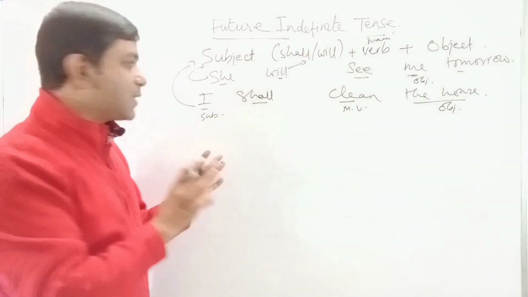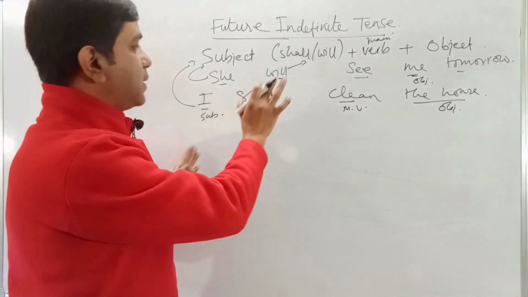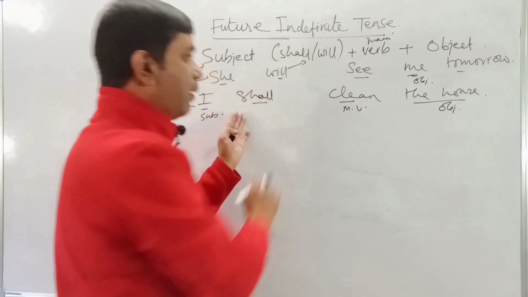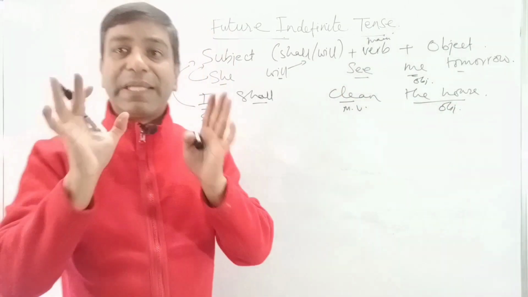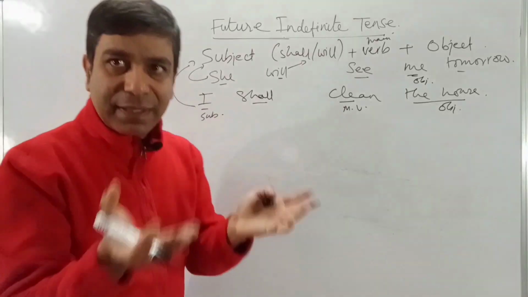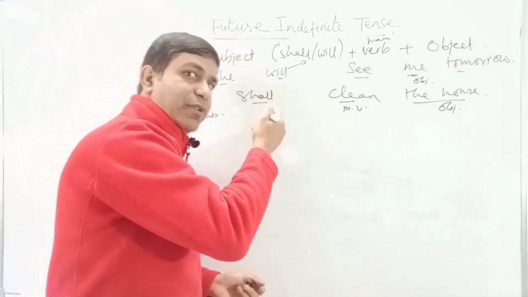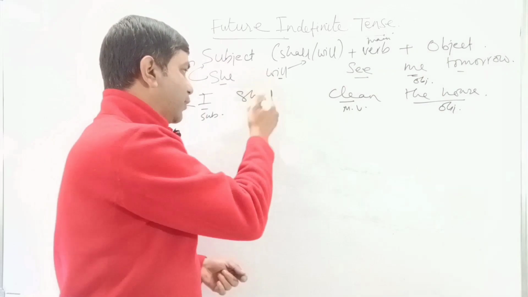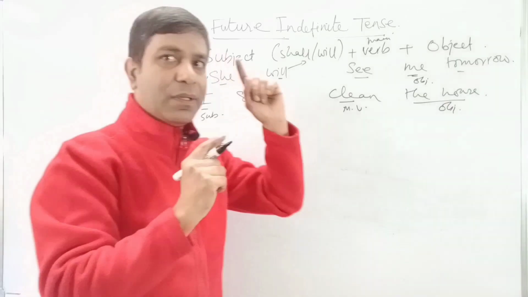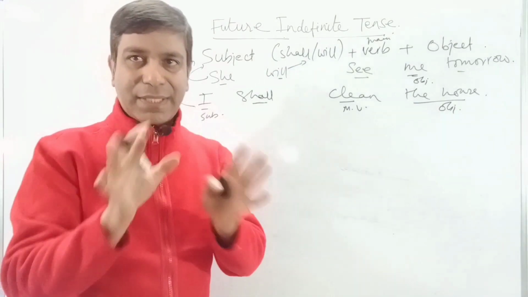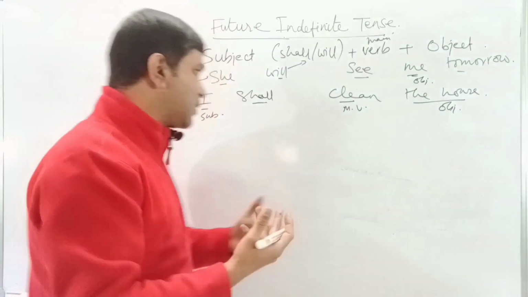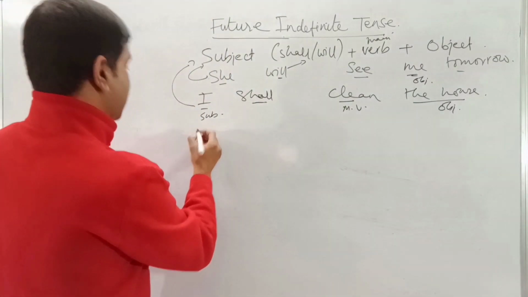So in this sentence also we have one subject, and shall is already there, and one verb, and then one object. So it is an indefinite tense. What kind of indefinite tense? Look at the verb. Always look at the verb. Shall and will, that means future tense. So future indefinite tense. If you have to change this sentence into a question, it would be like this.